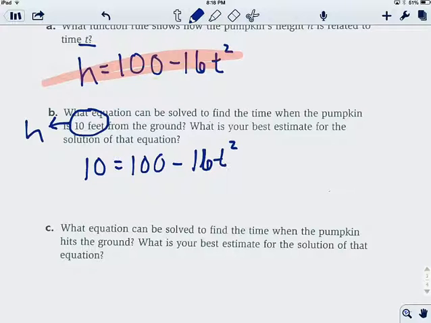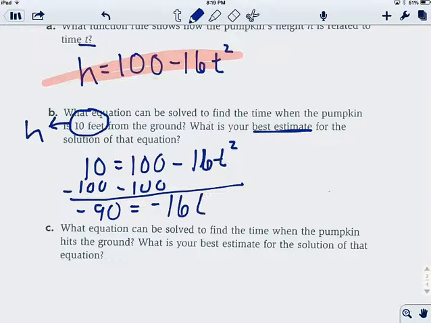All right, now let's work on solving that equation. So I want to get t by itself. Okay, so that's the equation, and now I'm going to try and estimate the solution of that equation. So let's try and get t by itself. I'm going to subtract 100 from both sides. Okay, and so I'm going to get negative 90 equals negative 16t squared.